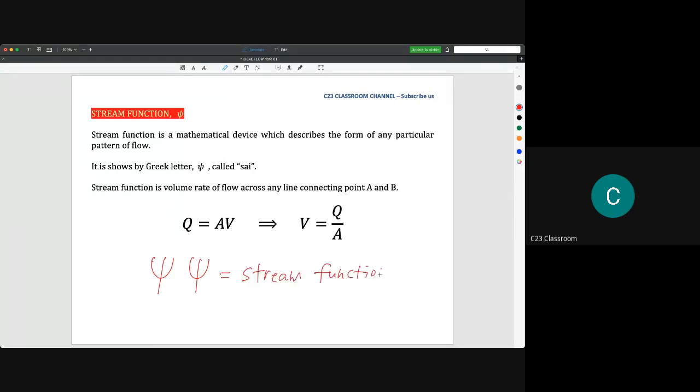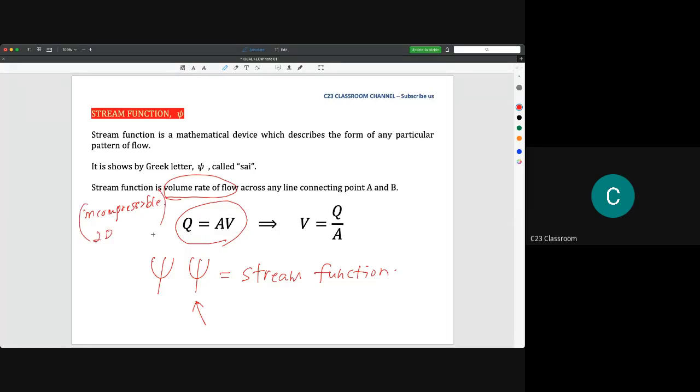Okay. So what is the stream function? The stream function is actually a volume flow rate. Previously in fluid mechanics 1, we know that the flow rate is Q equal AV because we are evaluating incompressible flow. Okay, and then we are only evaluating in 2D.